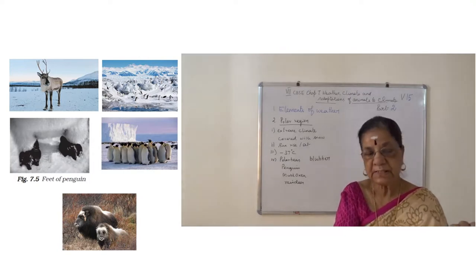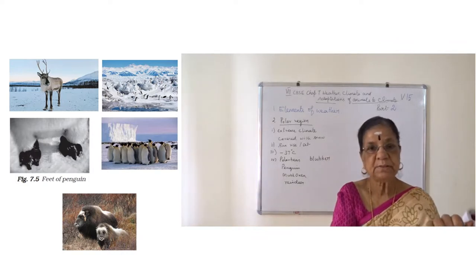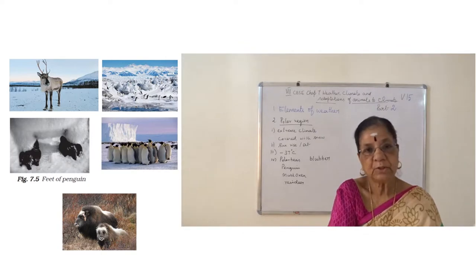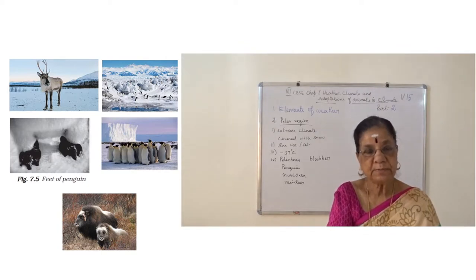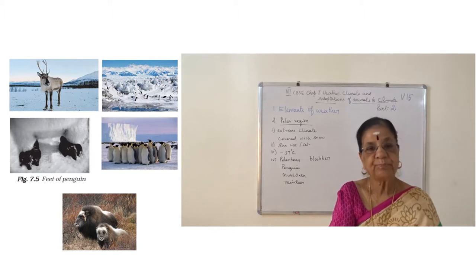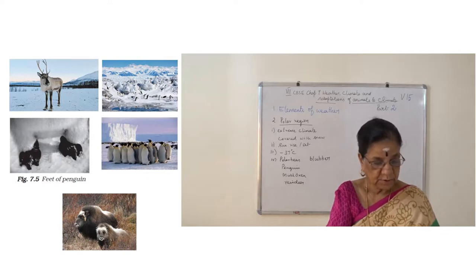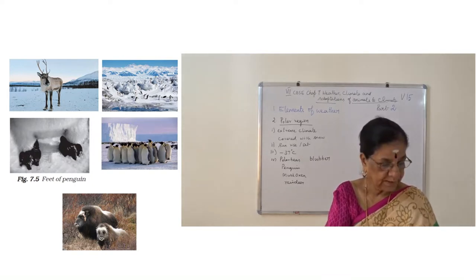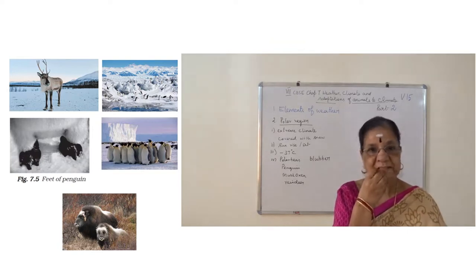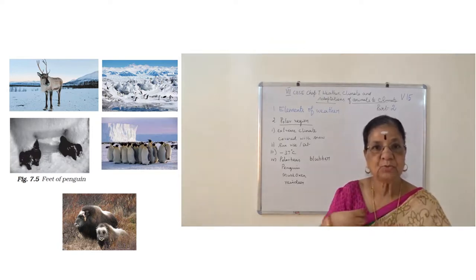Now, this is an important question: adaptations of the penguin. So, I repeat, penguins have a dark back and white front. When they swim, their dark back makes it difficult to see them from above against the dark background of the sea. And their white front makes it difficult to spot them from below against the light background of the sky. I hope you are able to follow this.